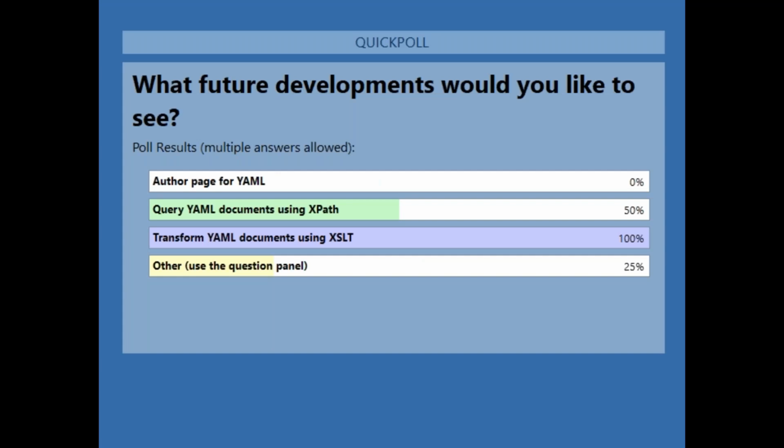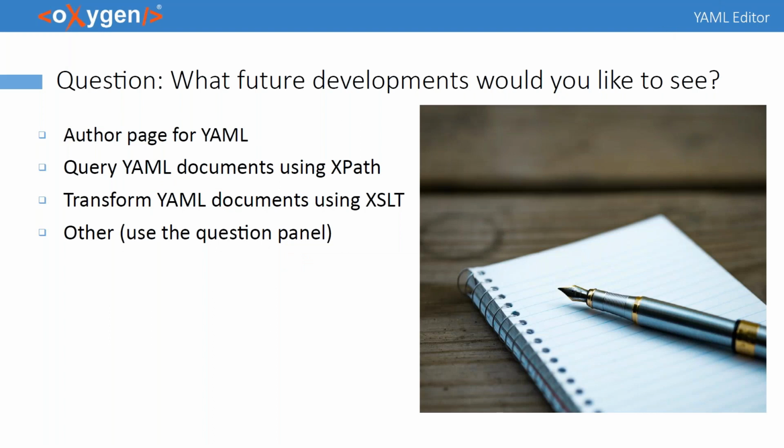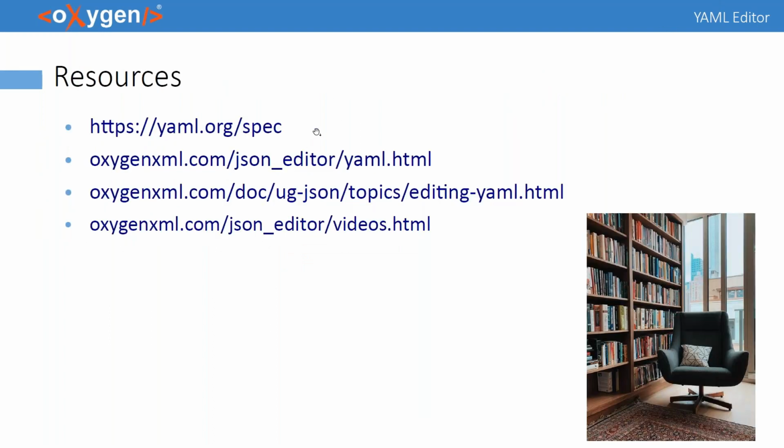So I see that everyone that answered wants support to transform YAML documents. So we'll add this feedback to our issue, and we'll consider implementing it in a future version. Also, querying YAML documents is important, but you have also other use cases. So, thank you for sharing this with us. We can go further. So I added here some resources.